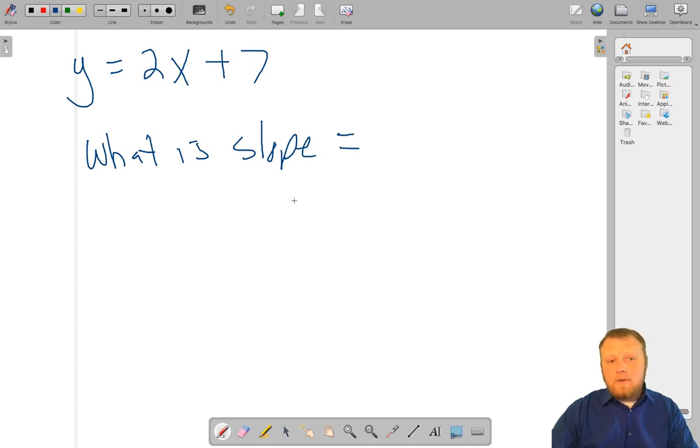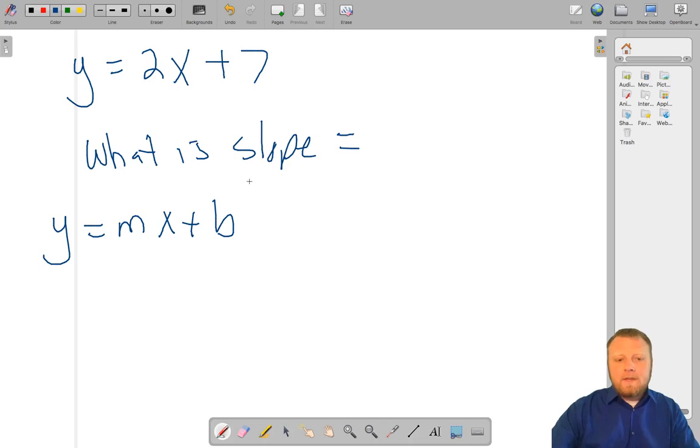I hope that you know that slope is the m part of that equation, which was y equals mx plus b. So the slope is 2. Go up 2 over 1, or down 2 over the other direction in 1. Okay, so if I asked you, where does it cross the y-axis? You would say, there's the b portion. It crosses the y-axis at 7. So our b is equal to 7.